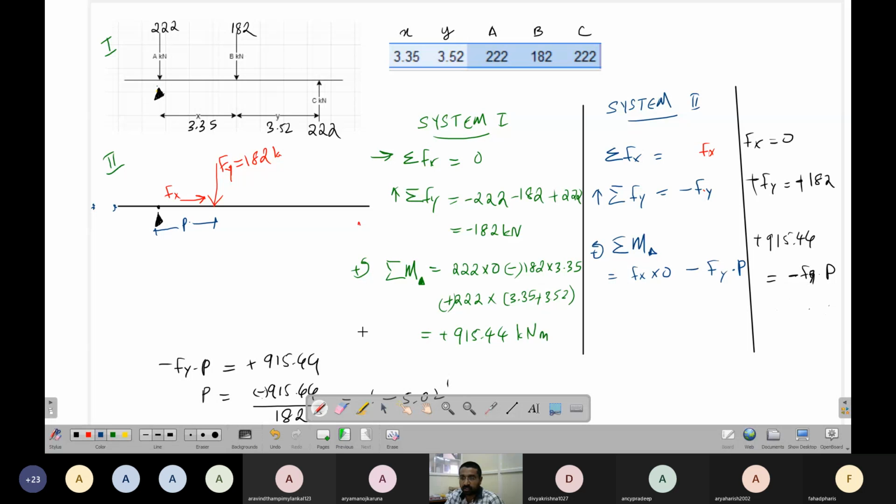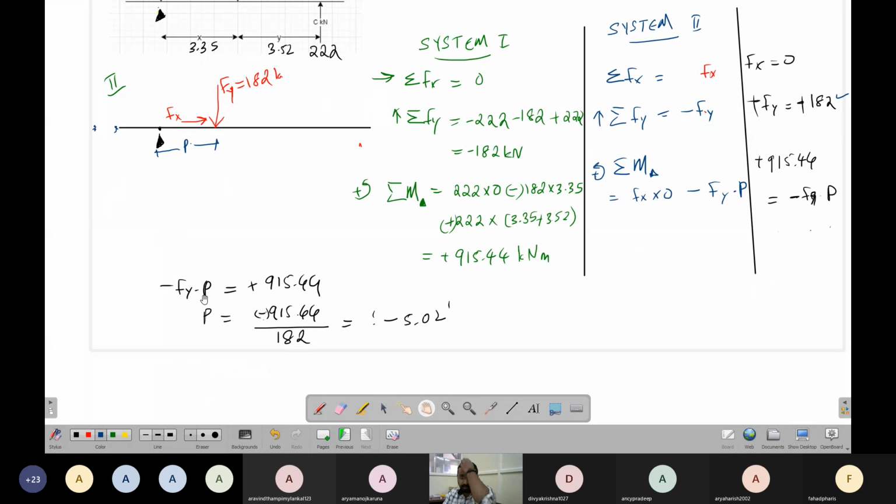So that is correct. So force is correct, force in direction is correct. Now force into distance should cause a movement in anti-clockwise direction. Okay, about this point, this is negative, sorry, this should provide a movement in clockwise direction. Minus Fy into p is equal to minus of 5.02.